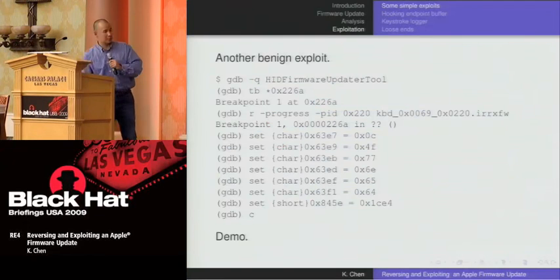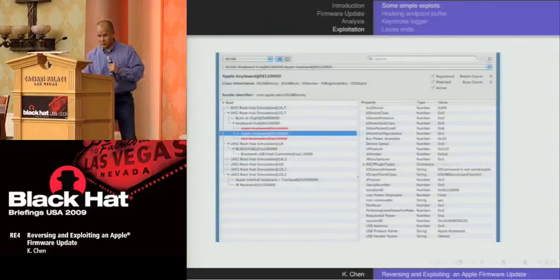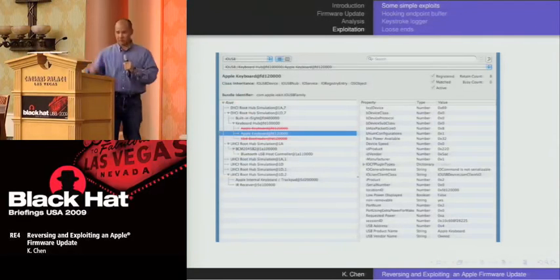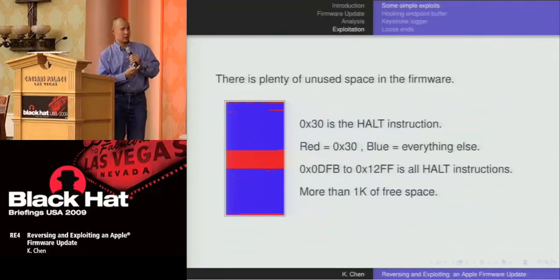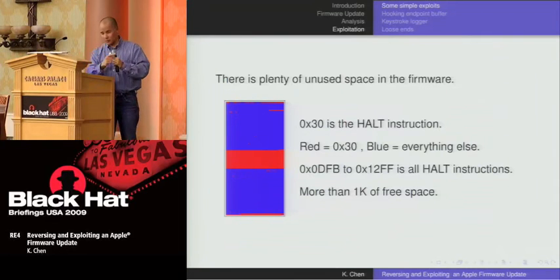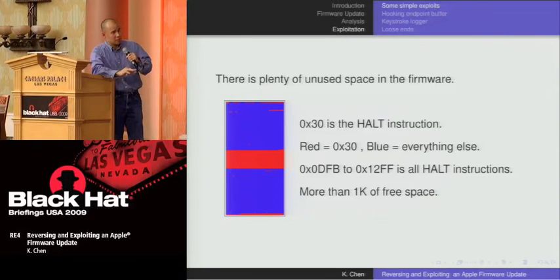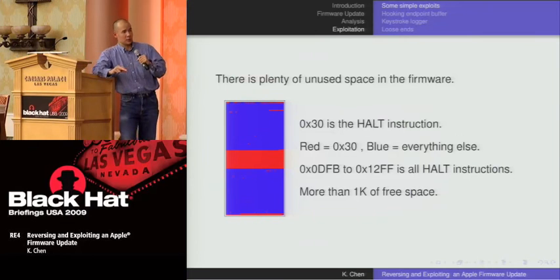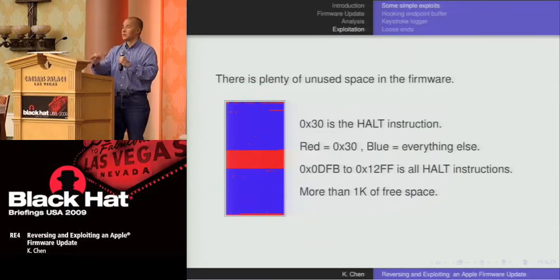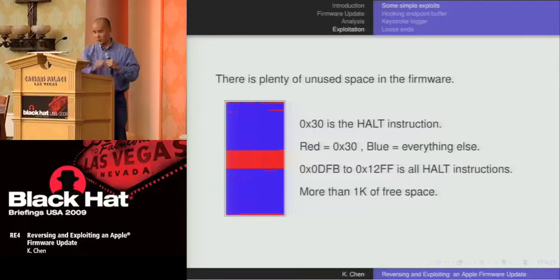That's also pretty benign, right? If we look in the firmware for this microcontroller, by the way, how much time do I have? It's 15 minutes. Okay. In the middle of the hex 30 is the halt instruction for this microcontroller, and in this firmware image, everywhere there's red, there's a halt instruction, and everything else is blue. In the middle, there's this huge sequence of halt instructions. That's just free space, so we can stash whatever we want there.